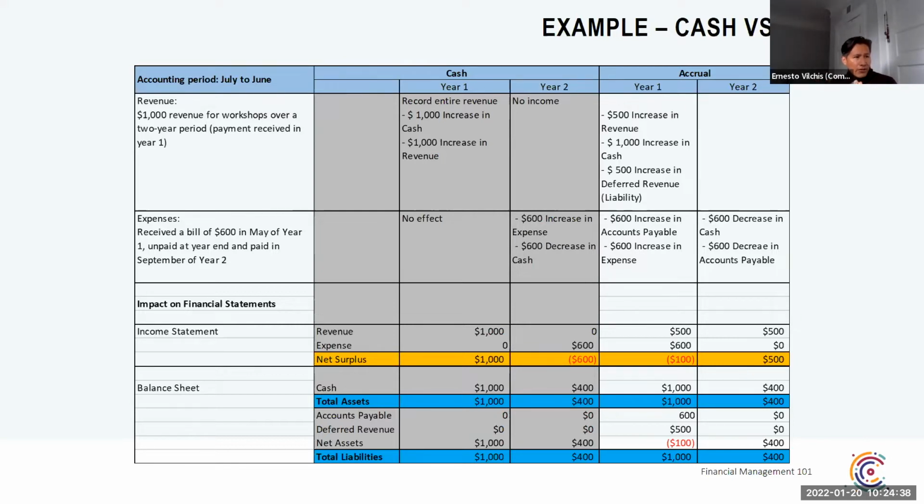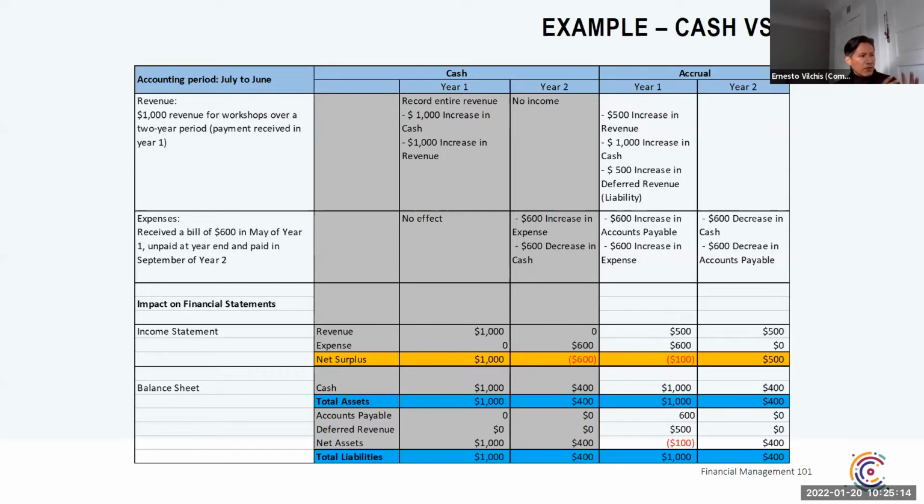In the cash accounting example, in year 1, you would record the full $1,000 as an increase in your cash account. So in your balance sheet, you would record the $1,000 increase as cash, and also a $1,000 increase in revenue in your income statement, right? All activities happening in year 1.